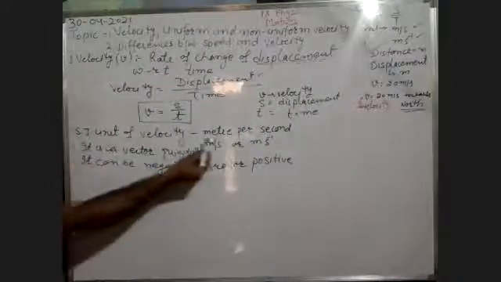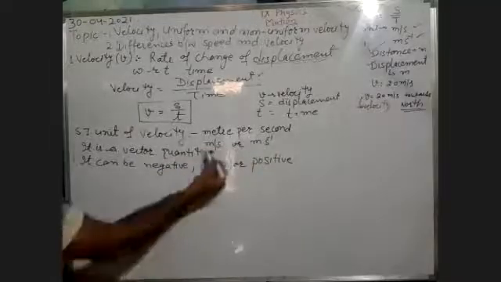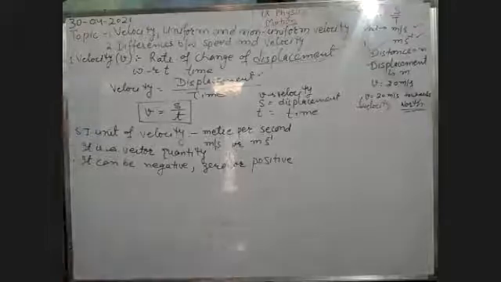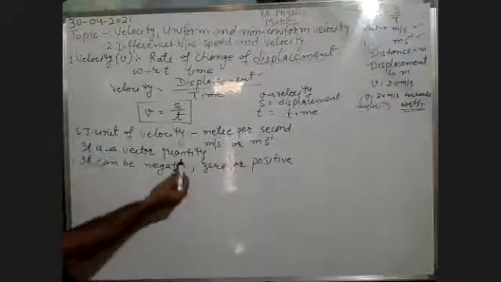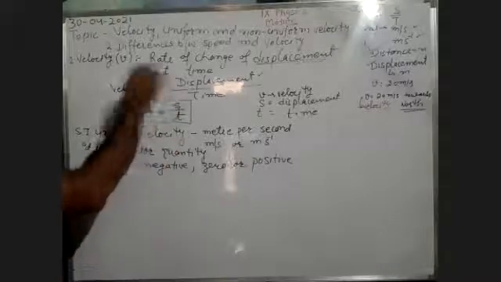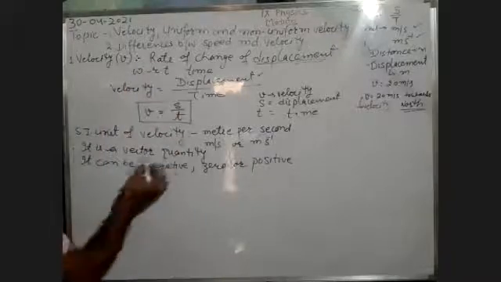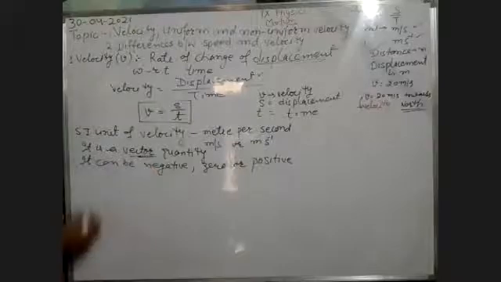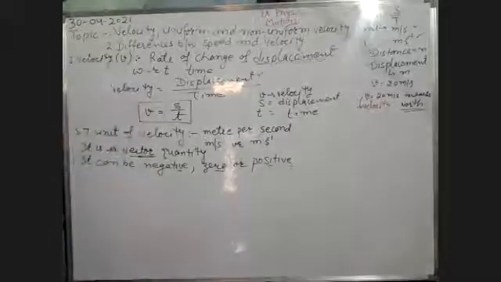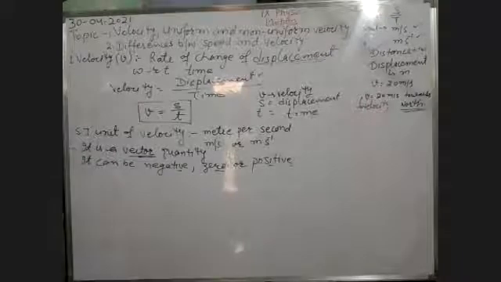The SI unit of velocity is meter per second. We can write this as meter divided by second or meter per second. It is a vector quantity. Why? Because it has both magnitude as well as direction. It can be negative, zero, or positive. So take a screenshot of this.